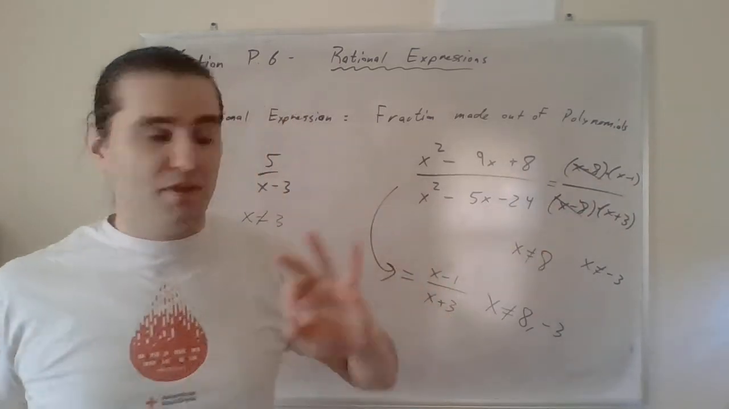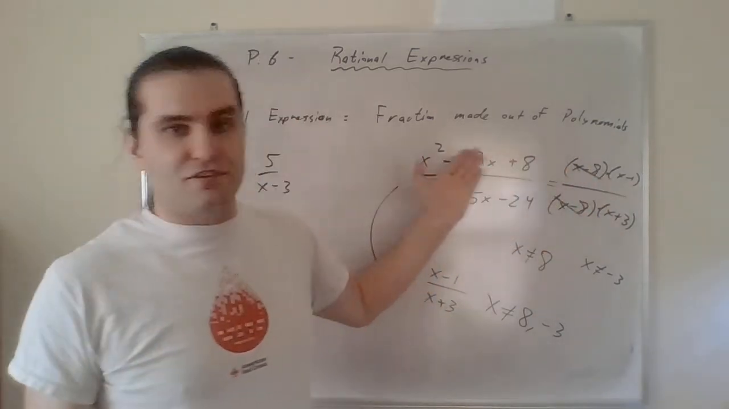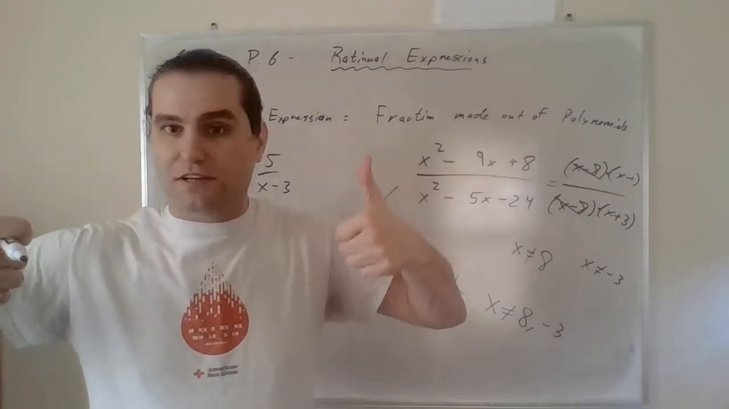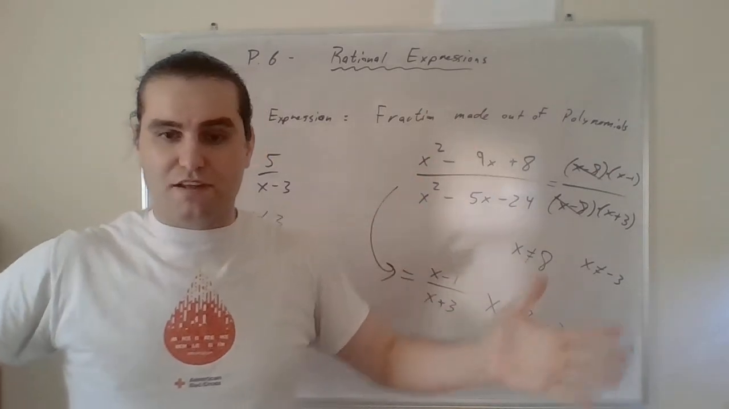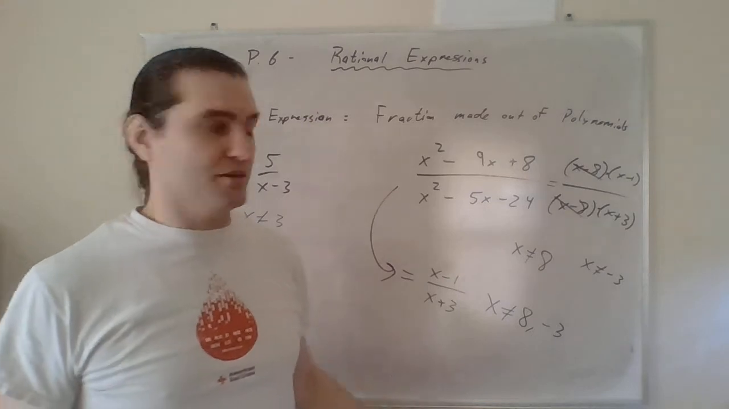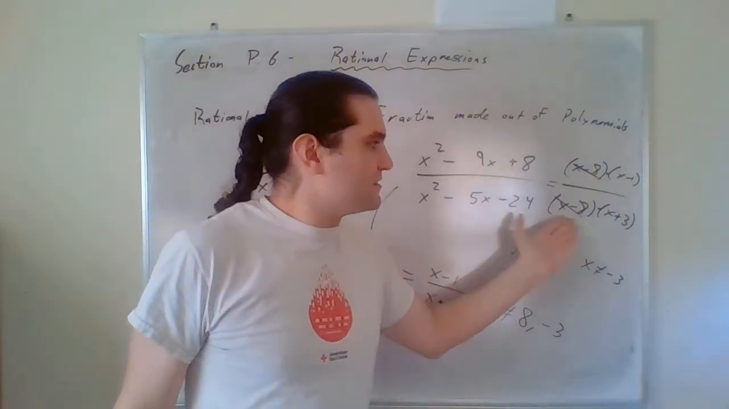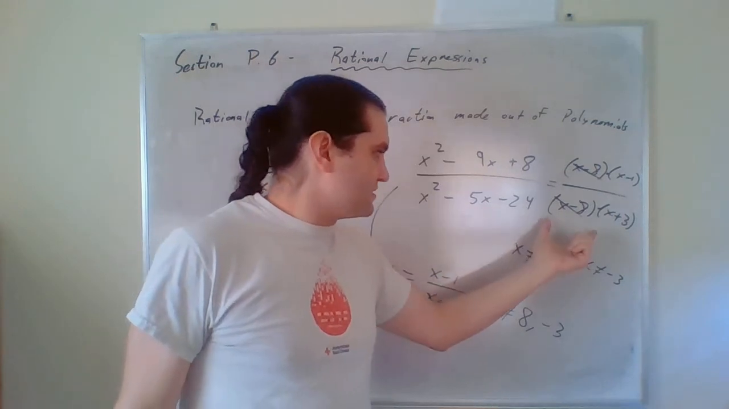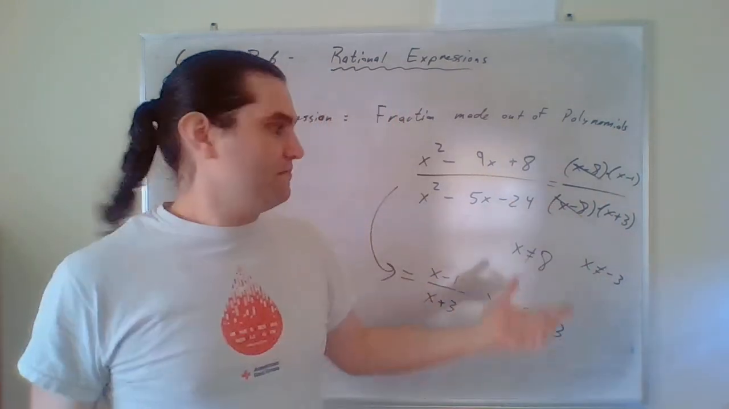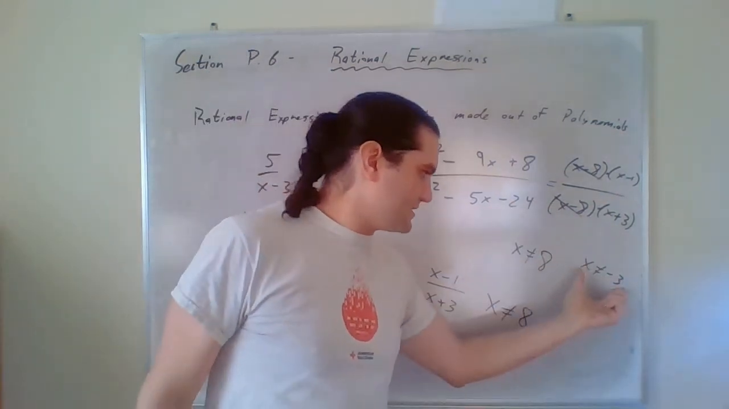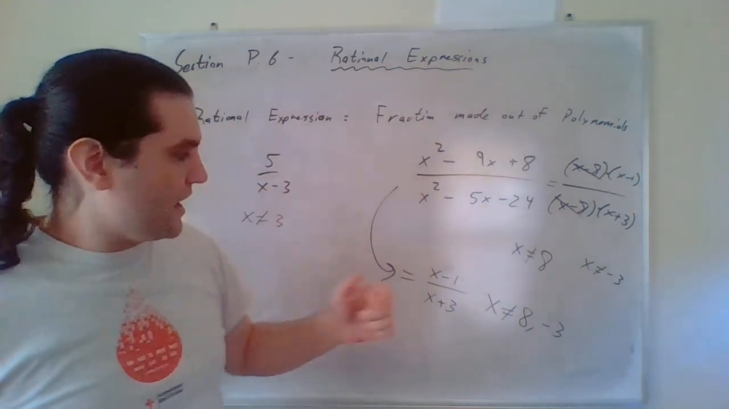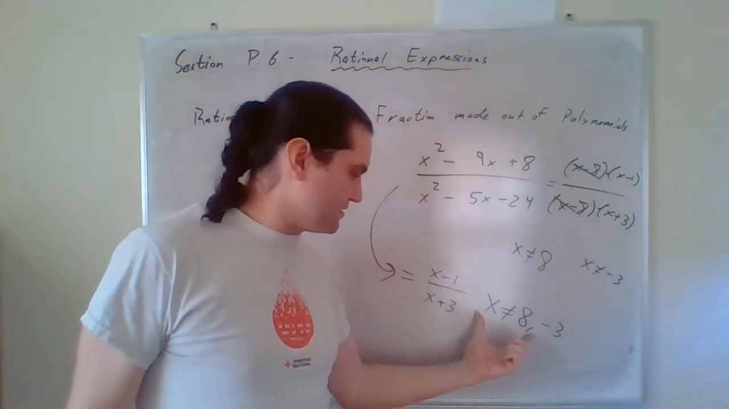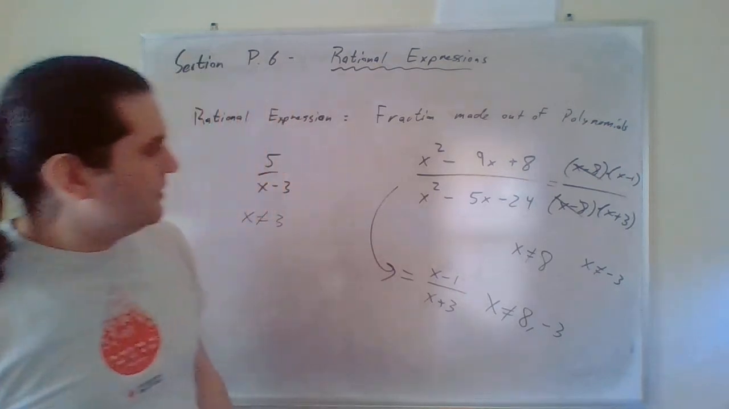X can be 1. If the numerator of a fraction is 0, that's fine. That's not a problem. The numerators can be 0. It's the denominators that cannot be. So if this factors into x minus 8 and x plus 3 on the bottom, then x can't be 8 and x can't be negative 3. And even after that cancels, the domain restriction stays.